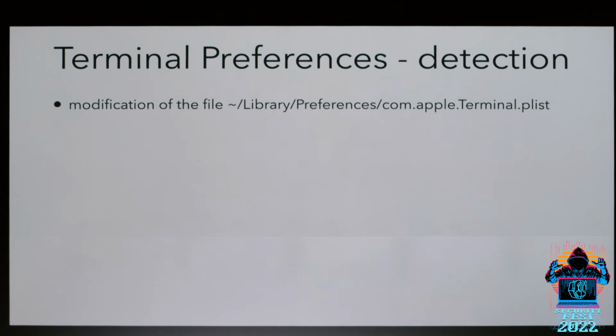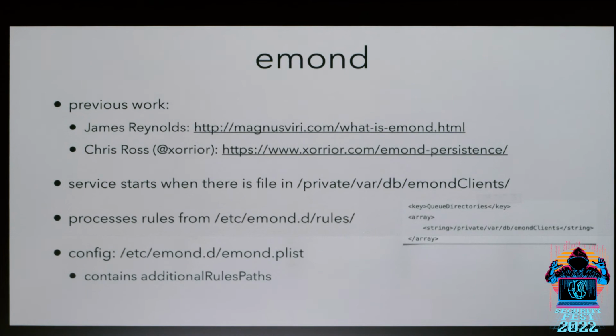The ninth one is emond, the event monitor daemon. It's also a very old process or daemon for macOS. There have been two previous works on this, one by James Reynolds and one by Chris Ross. Both of them wrote very detailed blog posts about how this daemon works, what it can do, etc.